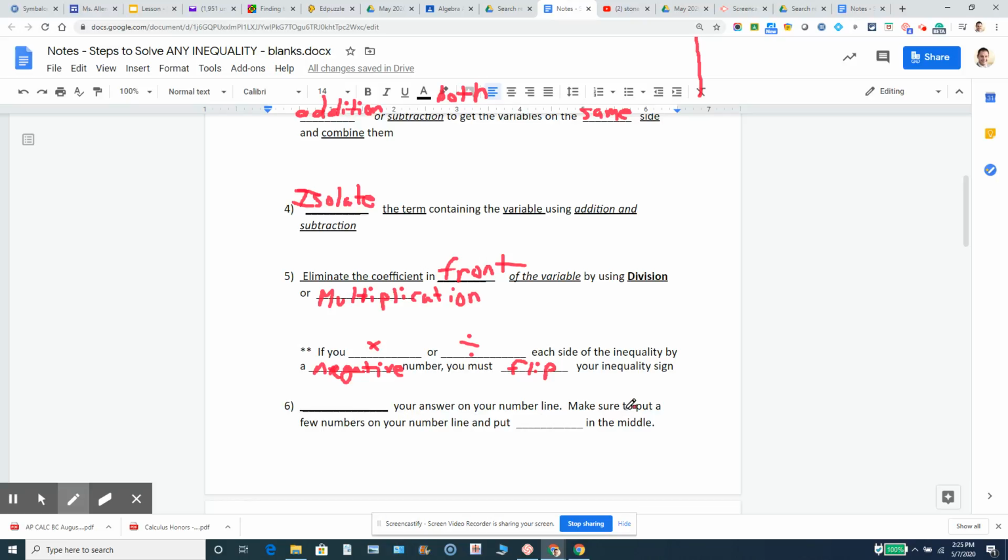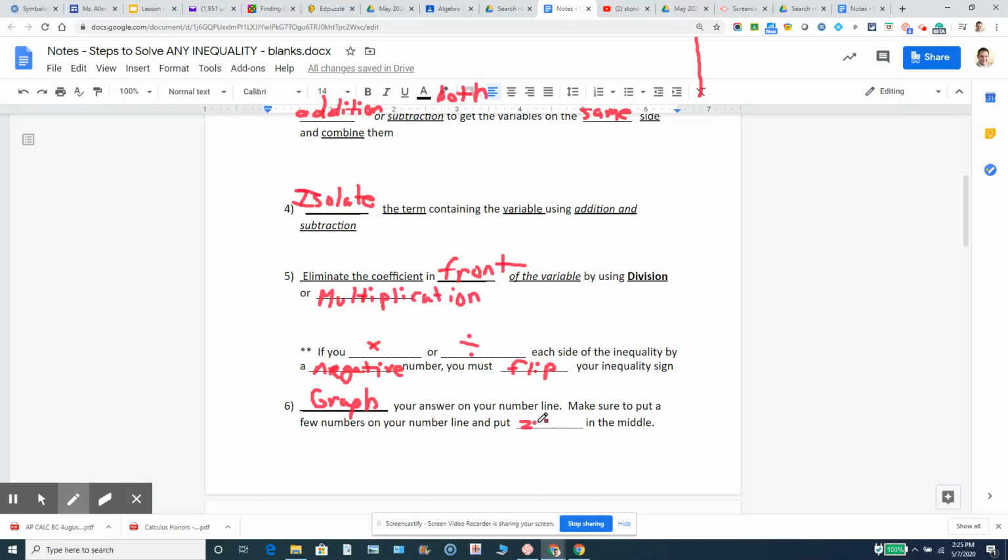Okay. And then for an inequality, you always want to graph your answer on a number line. All right. There's two parts to your answer. We have the graph of your answer and we have the final inequality. You don't always ask for both, but you should always graph your answer. Make sure to put a few numbers on your number line and put 0 in the middle.